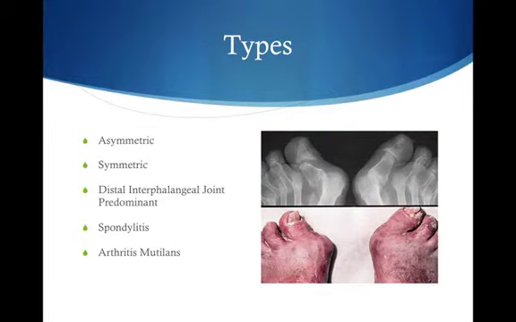There are different types of psoriatic arthritis. There's asymmetric, symmetric, distal interphalangeal joint predominant, spondylitis, and arthritis mutilans. Asymmetric is when one side of the joint is infected, so the left knee, the right finger. Symmetric is both sides, so the left knee, the right knee. Distal is the infection of your toes and fingers more.